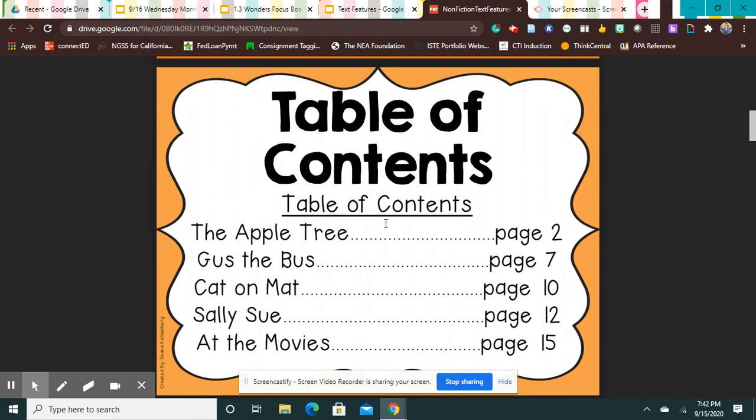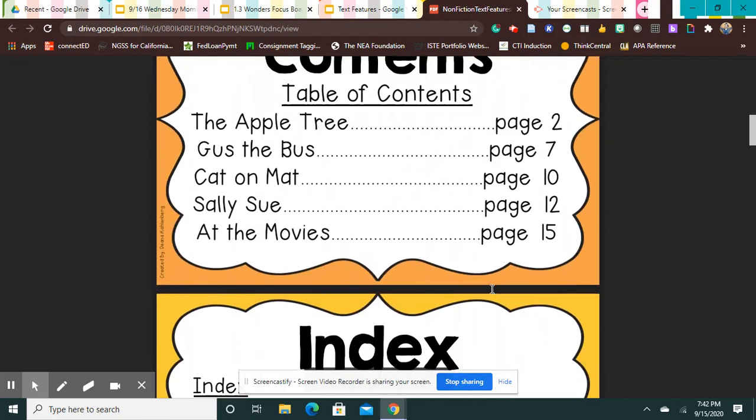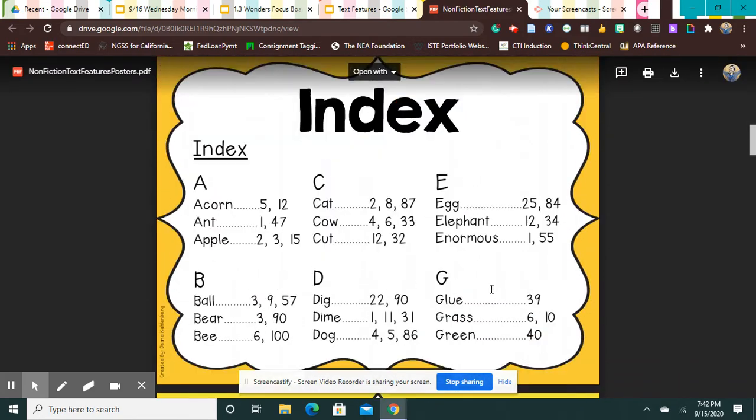If you have a very, very thick book about fish and you want to go to a certain chapter or subject, you would look at the table of contents and find where that subject you want to search for is located, and then just flip straight to that page. So the table of contents is a good time saver.